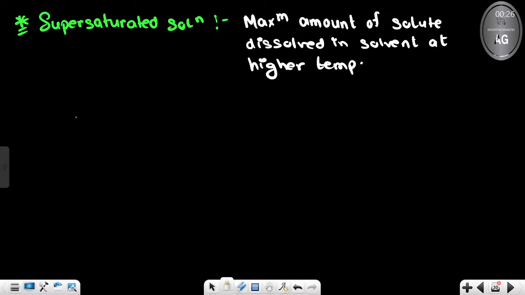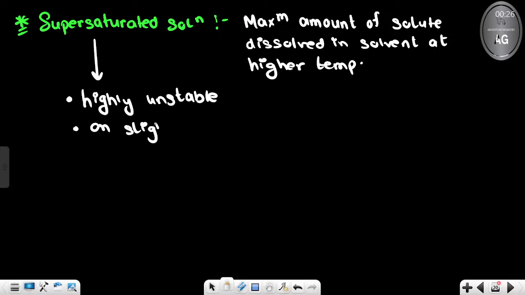Always remember that this supersaturated solution is highly unstable, because you have given extra. The moment you shake it a little bit, it will crystallize. On slight shaking, it crystallizes. So even if you shake it a little bit, it will crystallize, so you have to take care that you do not shake it around.